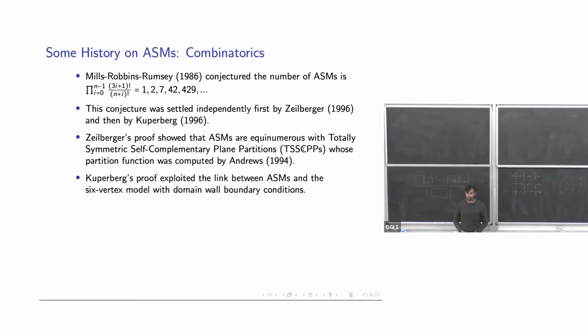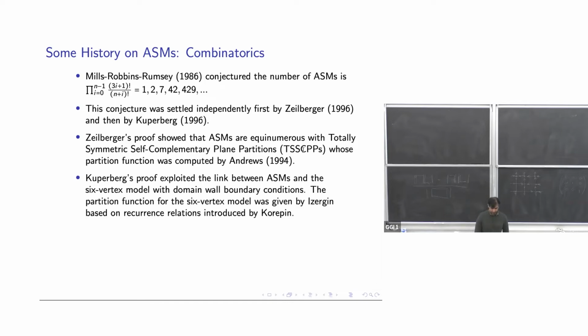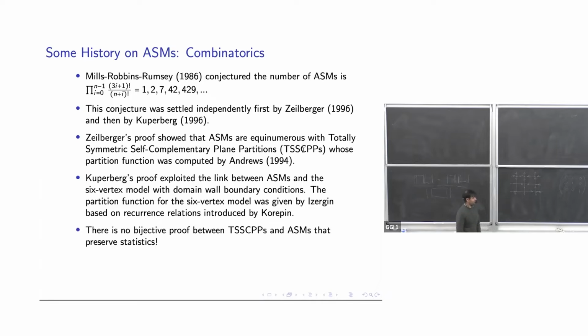Kuperberg's proof was a bit different. He exploited this link between ASMs and the six-vertex model with domain wall boundary conditions. The partition function for this had already been computed. Korepin gave some recurrence relations, and Izergin was able to find a formula for this based on them. It's known as the Izergin-Korepin determinant.